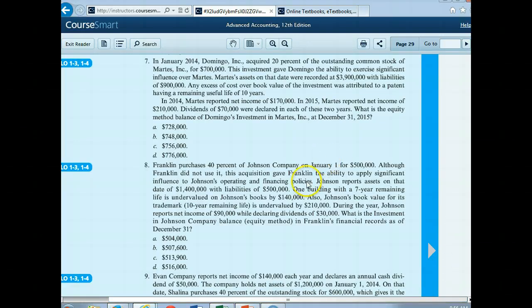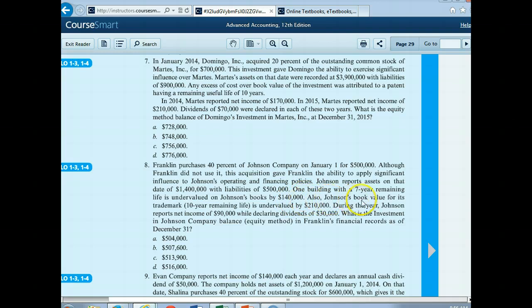Now, Johnson reports assets on that date of $1,400,000 with liabilities of $500,000. So we know net assets here of $900,000. One building with a 7-year remaining life is undervalued on Johnson's books. Because again, the books show one thing, but we're really buying market value. So it's telling us the market value on one of the buildings is really $140,000 higher than what the book says.